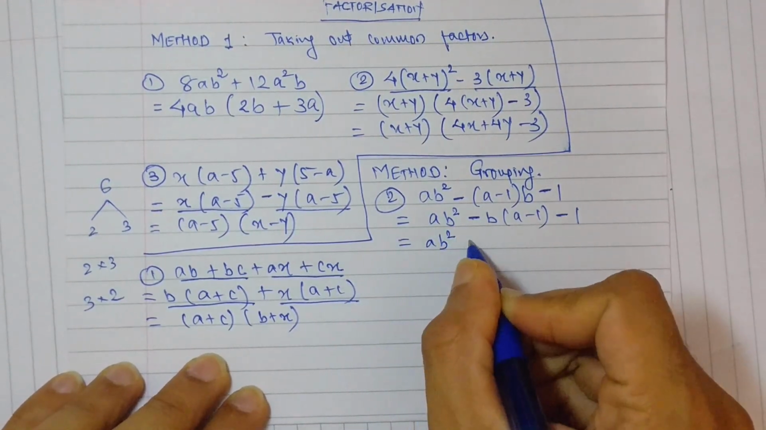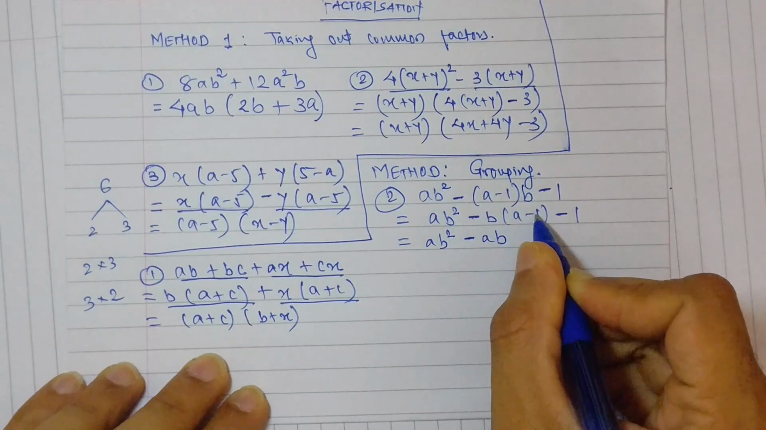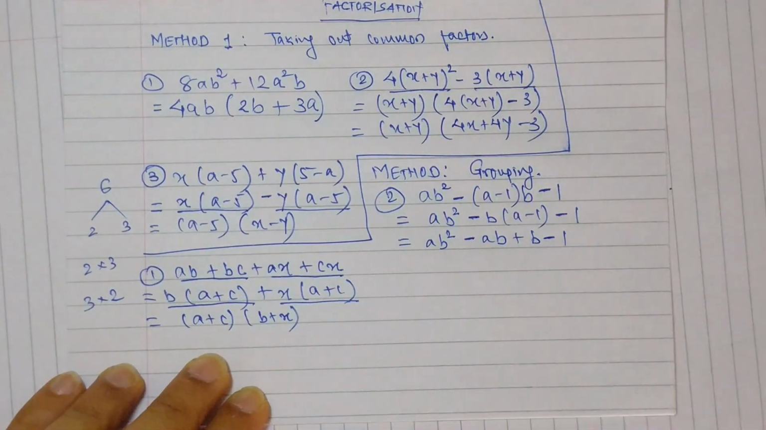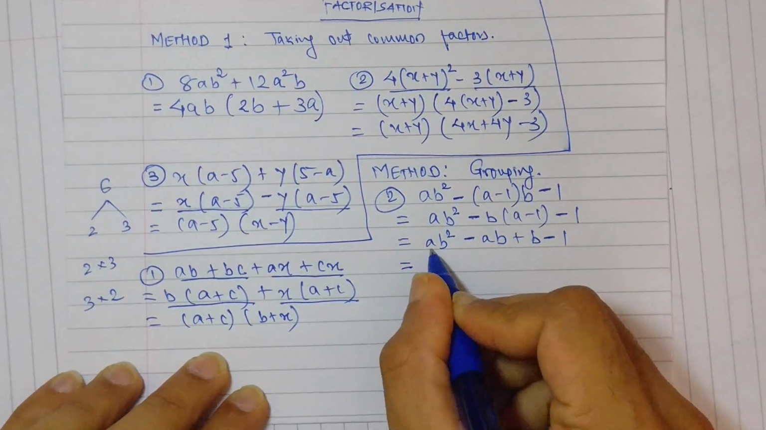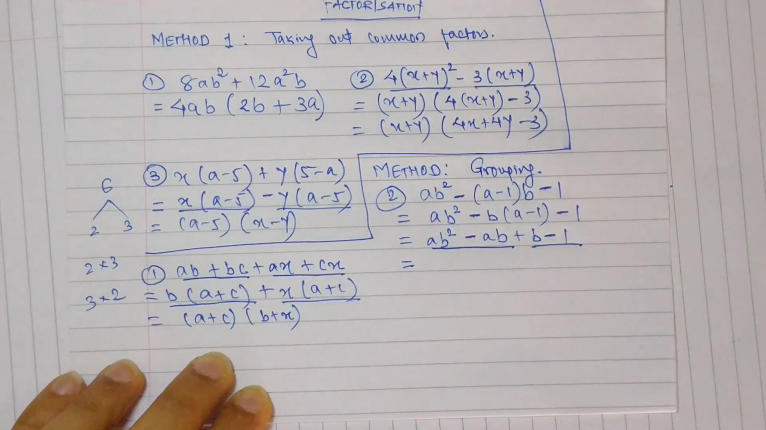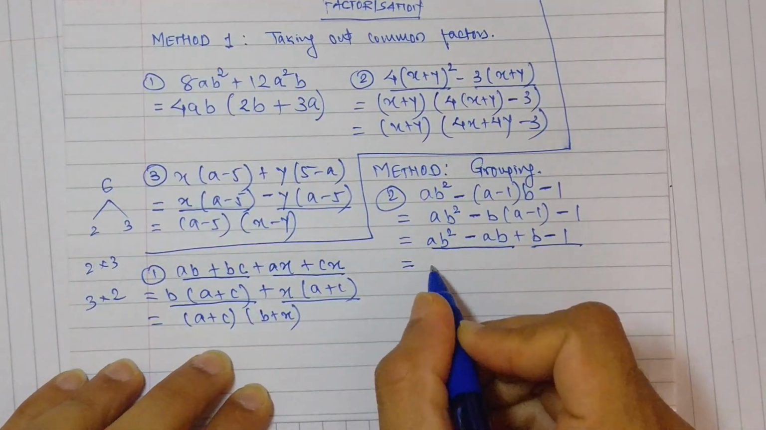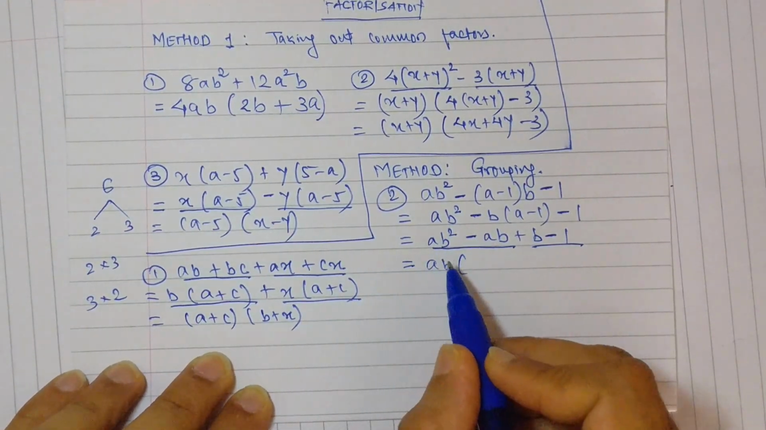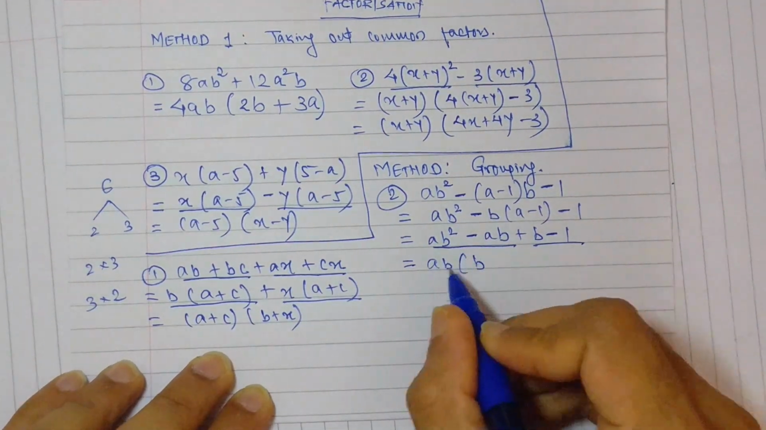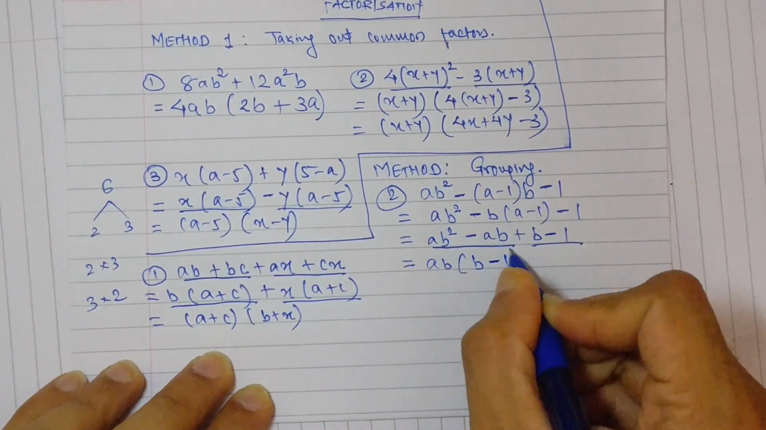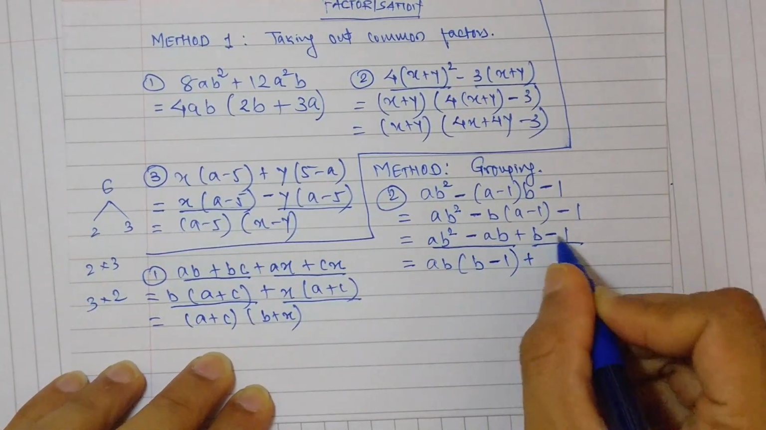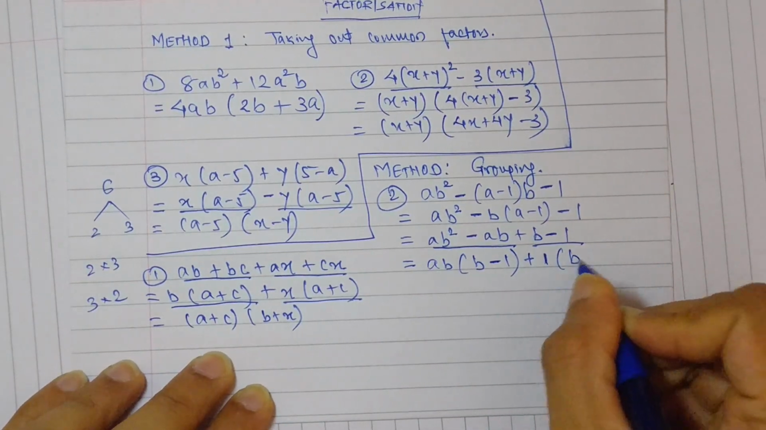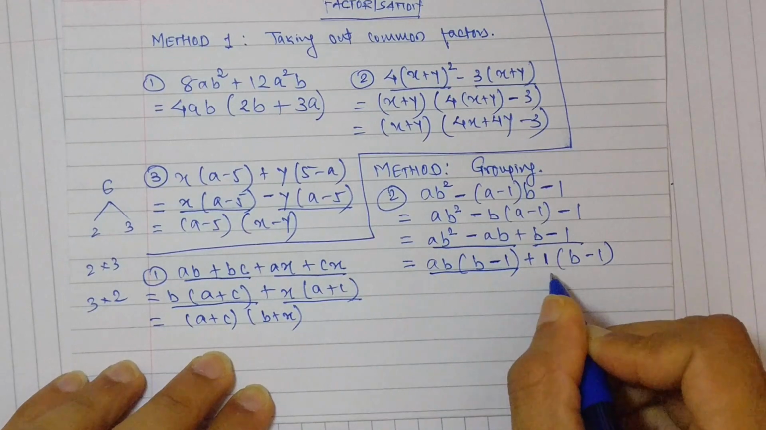So ab square minus ab minus b into minus 1 is plus b minus 1. Okay, now I have grouped them together. I find AB common over here. So AB comes out. If AB comes out, what will remain in the place of AB square? Just B. If AB comes out, what will remain in the place of AB? Minus 1. Plus, what is common between B and minus 1? Nothing, just 1. What will remain inside? B minus 1.